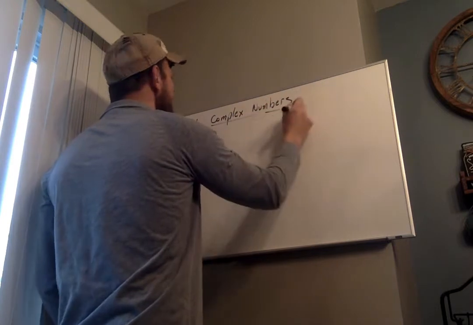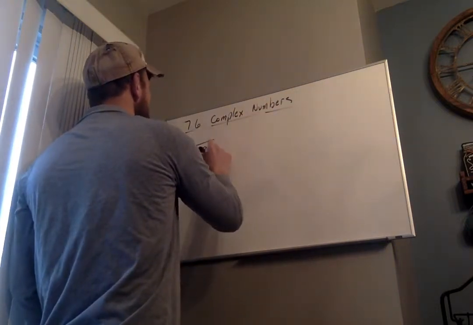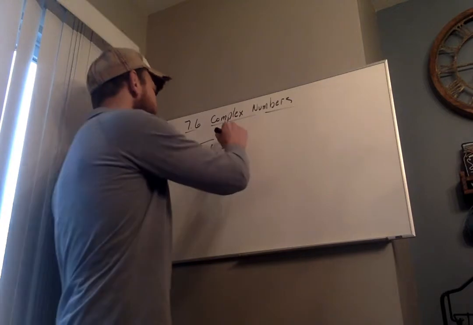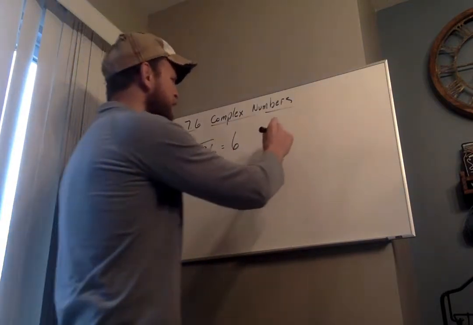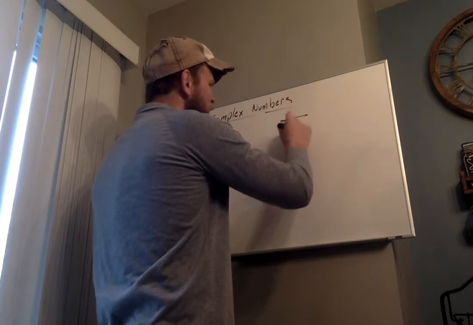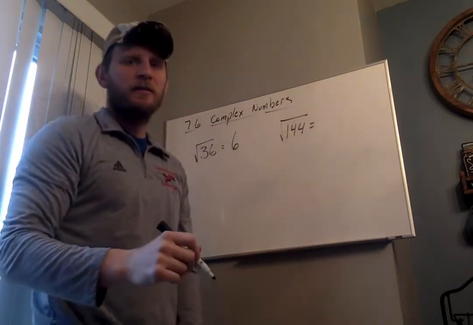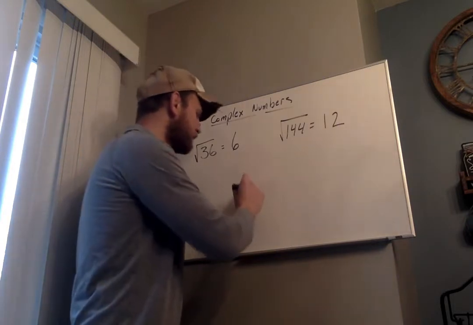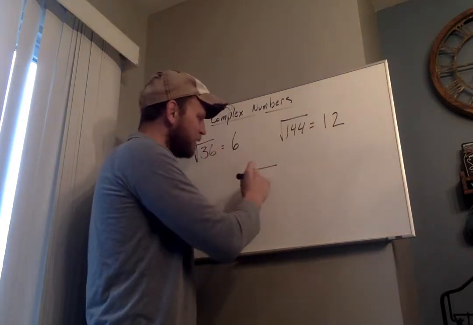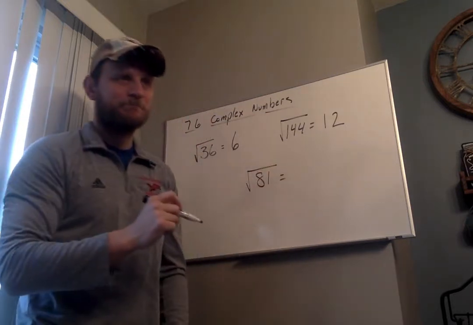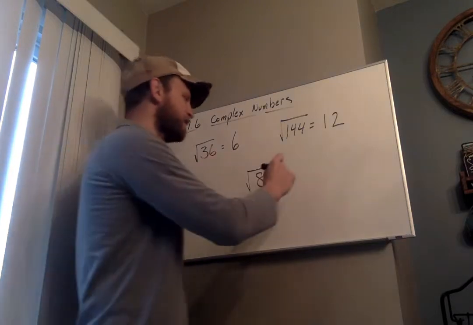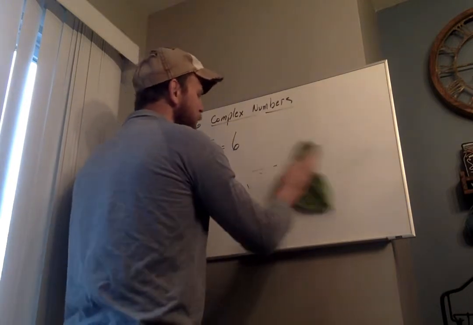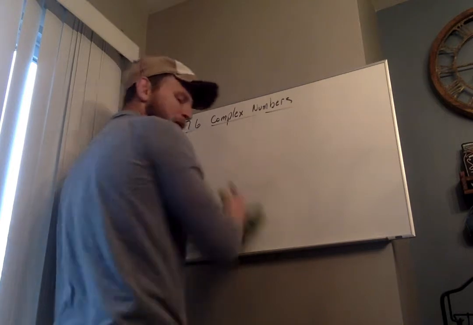All right, so before we get started with this, first off, square root of 36, what is it? Tyler? Very good, 6. What's the square root of 144? Ms. Winter? 12. Perfect. And last but not least, what is the square root of 81? Mia? Fantastic. 9.